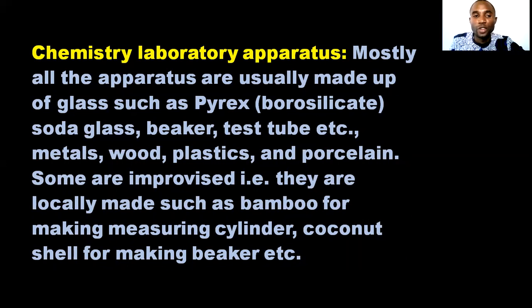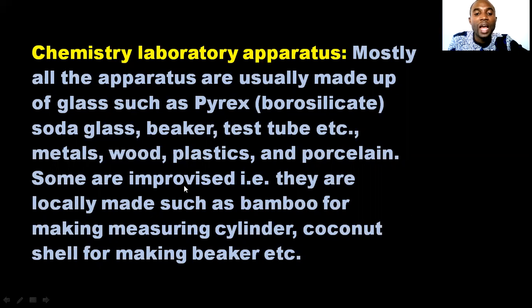Now, chemistry laboratory apparatus, we want to talk about it. Mostly, all the apparatus are usually made of glass, such as Pyrex, soda glass, beaker, test tube, etc. Most of them are glass. They are breakable. We still have some that are wooden materials, some that are metals, and we still have plastic in the lab, and porcelain.